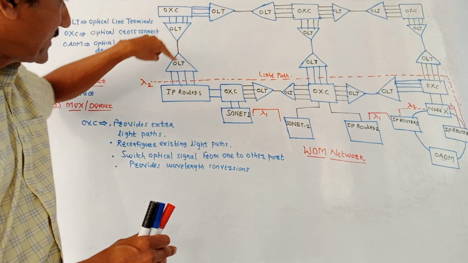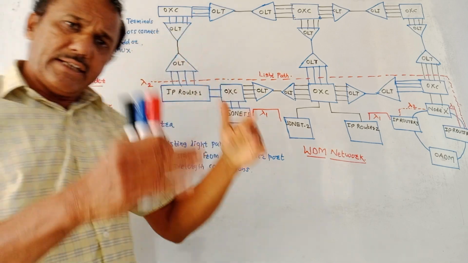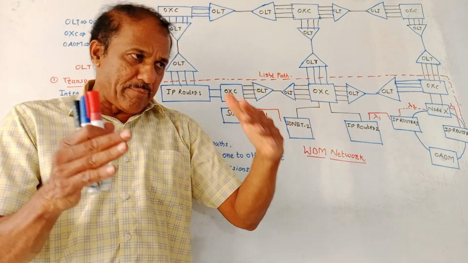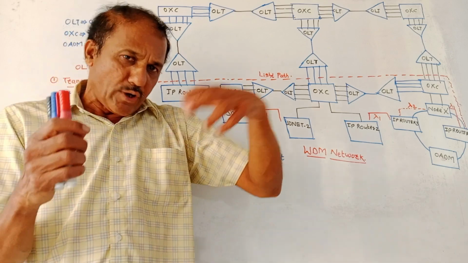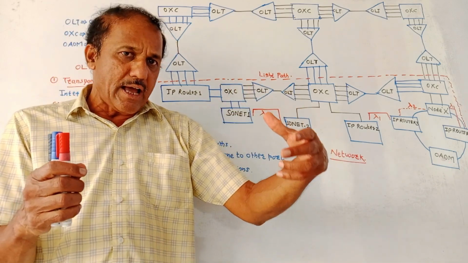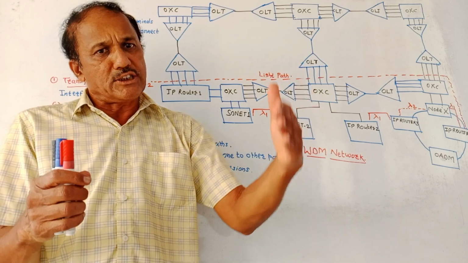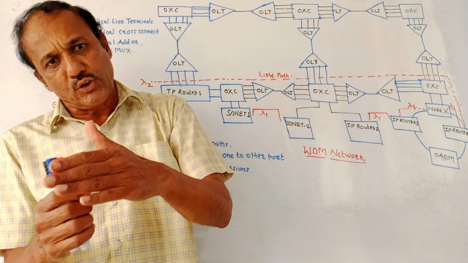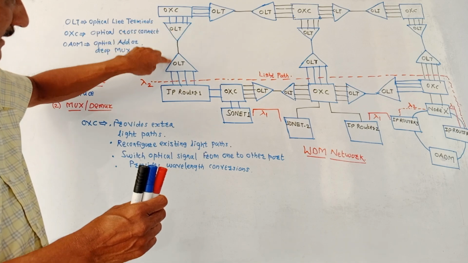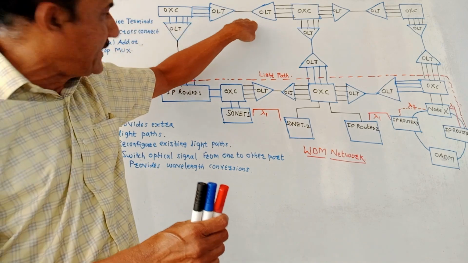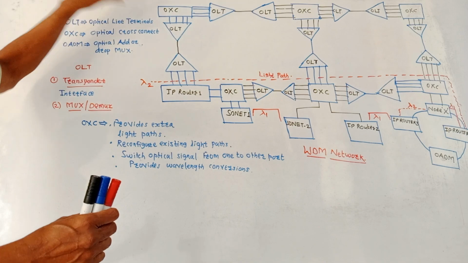OLT, I am talking about this block. OLTs are used at both the ends. See, you need to connect clients to the optical link, and as well as you need to transfer the data from optical link to the client. So at both ends, OLTs are used. So these are the blocks corresponding to OLTs, that is optical line terminals.